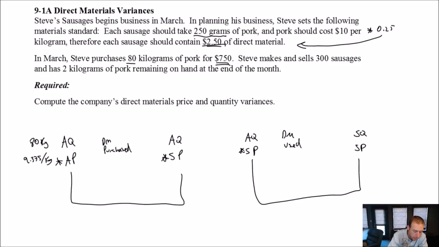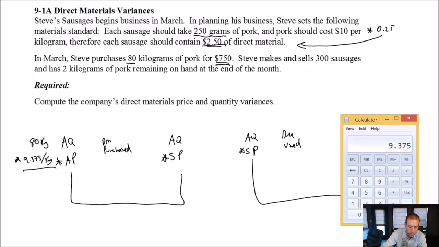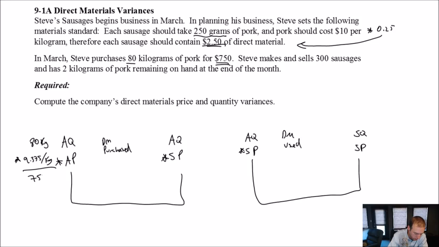So again, the AP is the actual price per kilogram. So 80 times 9.375 is $750. And this prong is just what did Steve pay for pork? And he paid $750 for the pork he purchased.